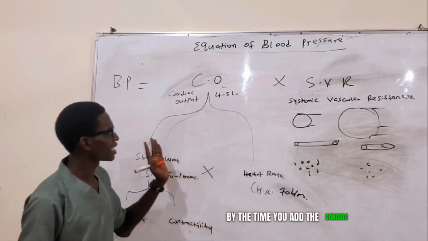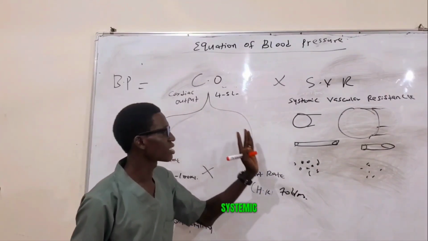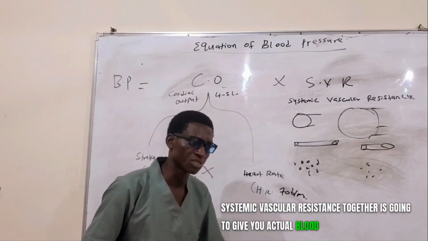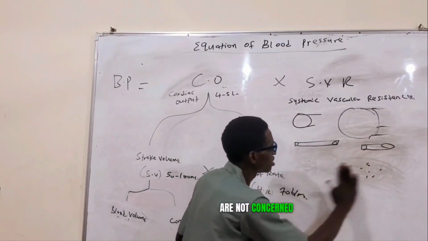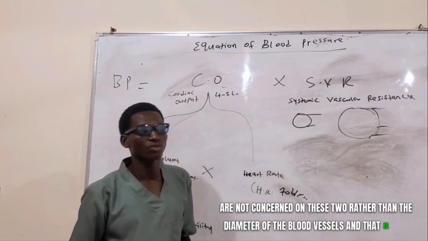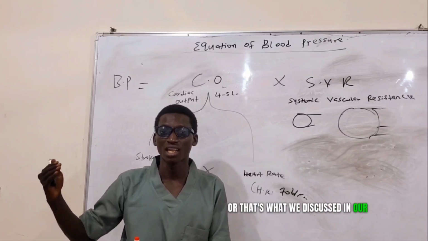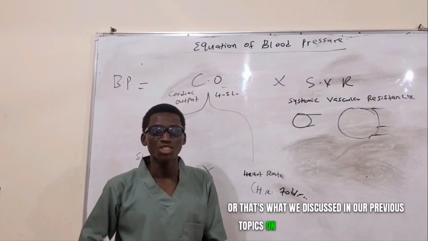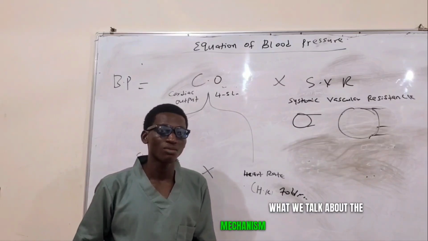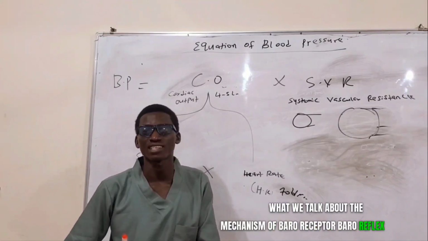By the time you multiply the cardiac output by systemic vascular resistance together, it's going to give you your actual blood pressure. But today, we are not concerned with these two, rather with the diameter of the blood vessels. That is what we discussed in our previous topic on short-term control of blood pressure, where we talked about the mechanism of baroreceptor, the baroreflex.